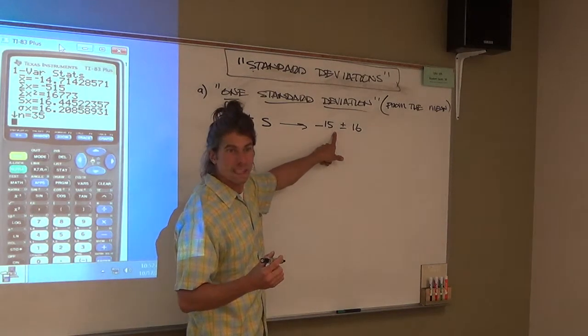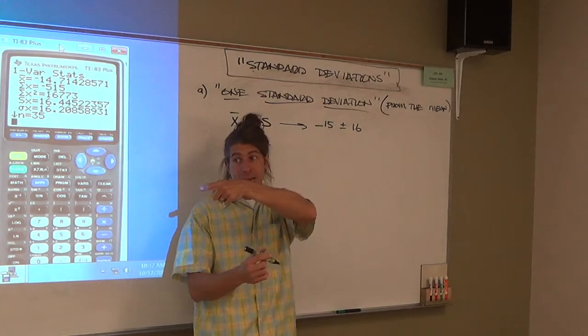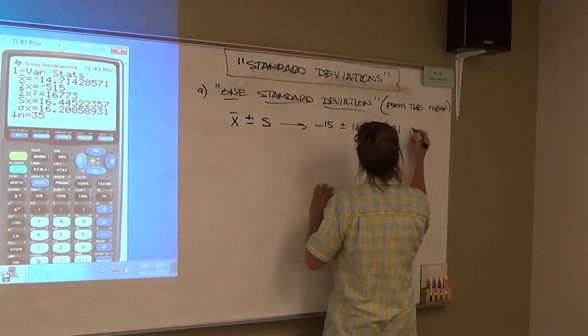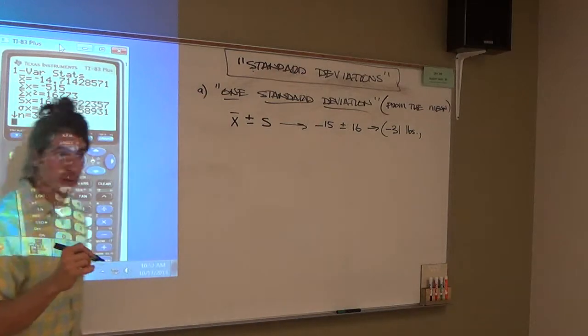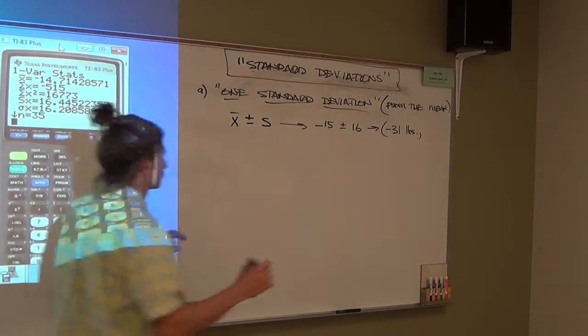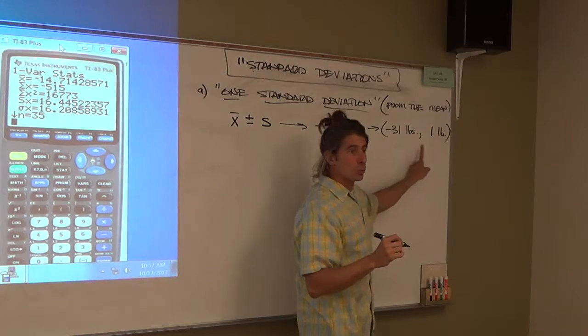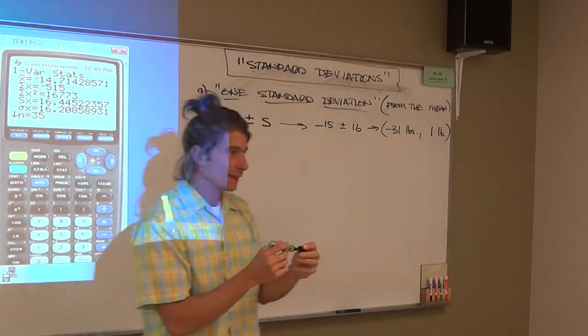So what is this? If I do negative 15 minus 16, that's negative 31 pounds. I'm going to put LBS for pounds. Somebody can explain to me why it's LBS if pound starts with P. What's negative 15 plus 16? That's 1 pound. That range of values is 1 standard deviation from the mean.